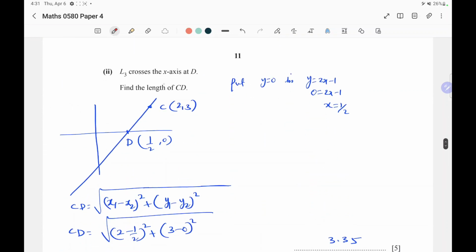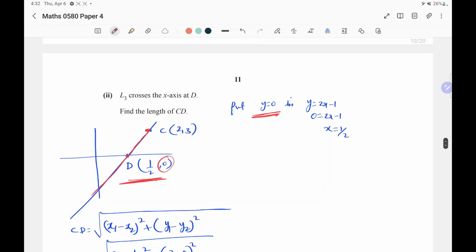Now L3 crosses the x-axis at D. So C was here, (2, 3), and L3 is crossing the x-axis at D. We need to find the point D. We know that when any line crosses the x-axis, y is always 0. So just put y equals 0 in the equation of this line, which was 2x minus 1. So 0 equals 2x minus 1, then 1 we take to the other side. So 1 equals 2x, then divide by 2 on both sides. 2 and 2 cancel, x equals half. So this point I got x equals half. So now (half, 0).